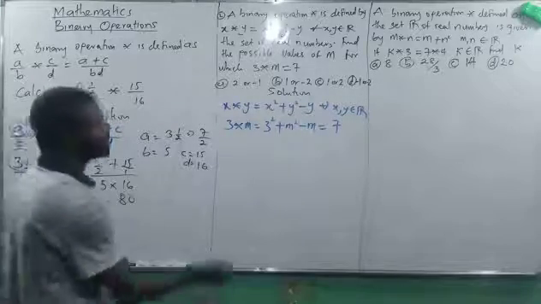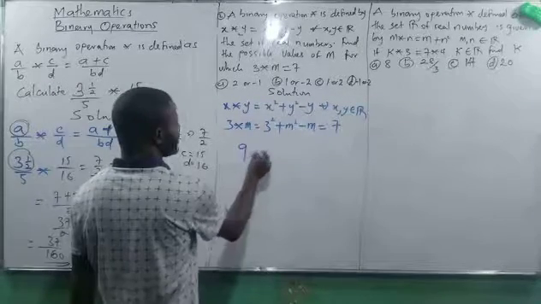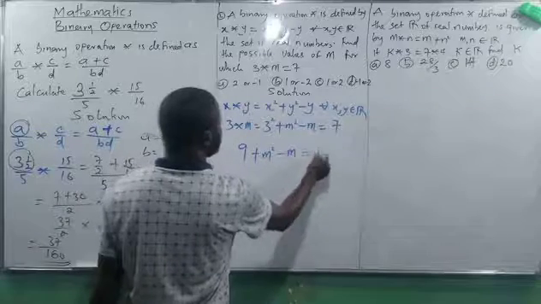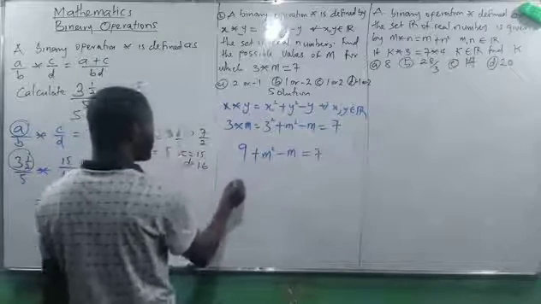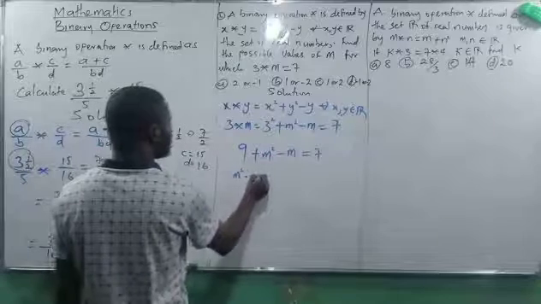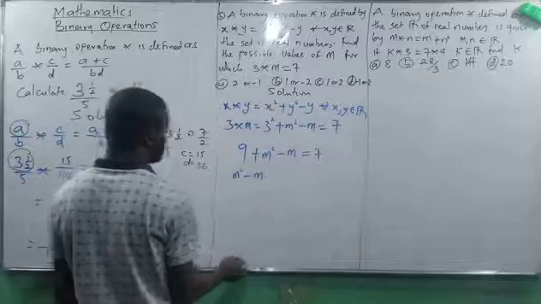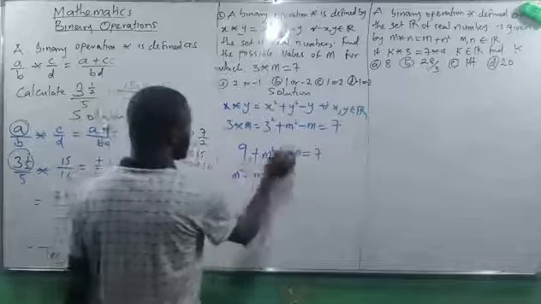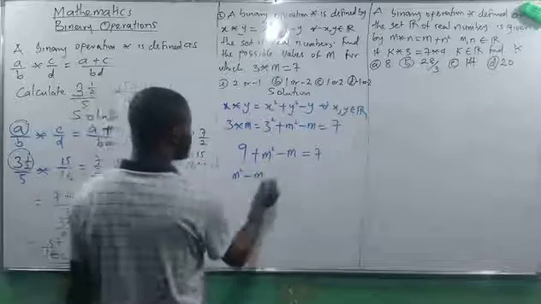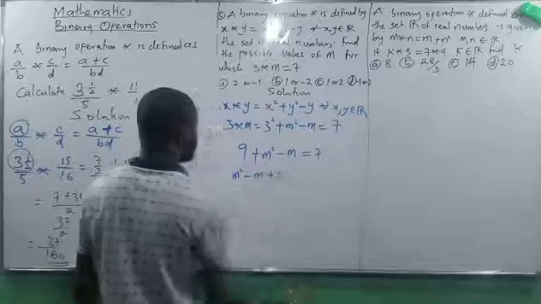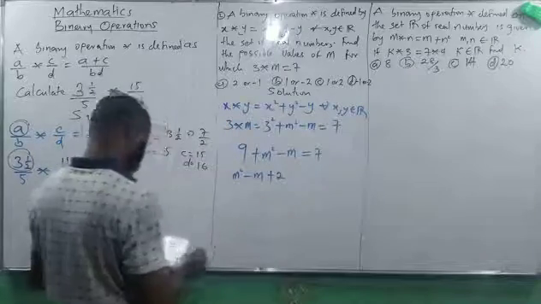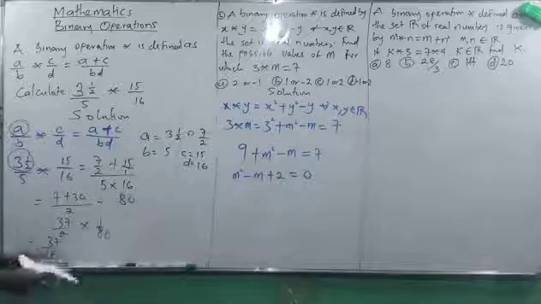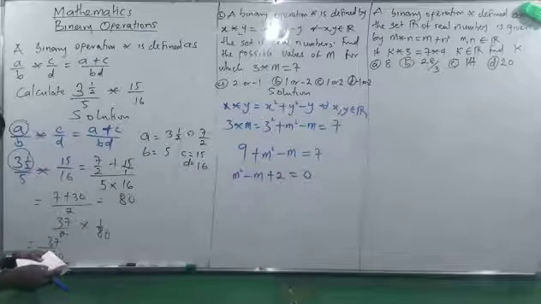Now, at this junction, I'm saying that 9 plus m squared minus m equals to 7. I'll be having m squared minus m, and that is going to be 9, and this will be 2. Plus 2 equals to 0. I've done the quadratic. I've done what I need to do there.